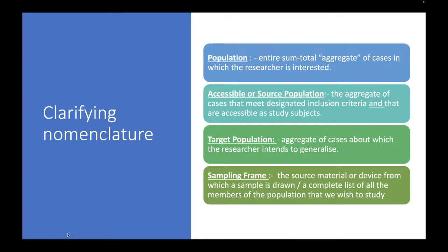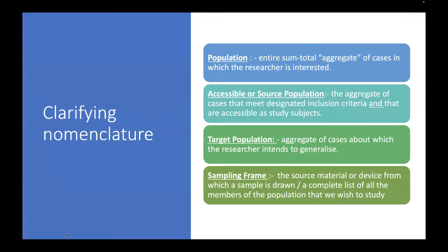So the first term that we need to clarify is this term where in sampling, if people use the word population, we are referring to the entire sum total aggregate of cases in which the researcher is interested. So what we're basically saying is that if you're doing a study and your study is on students, or you're doing a study and your study is on mechanics, you're doing a study and your study is on children, all the children that fit the category of children are the population that you're interested in.